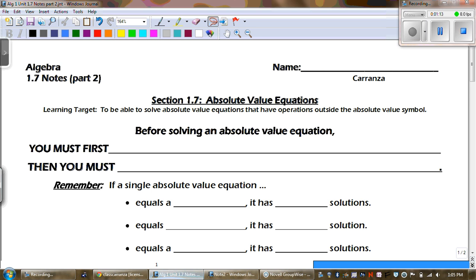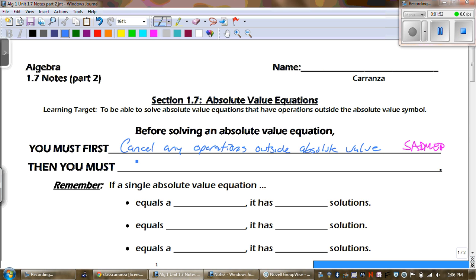Now, today we're going to have some problems that don't look as nice as they did yesterday. So the thing that you must remember, you must first cancel any operations outside the absolute value. You might be like, Mr. Grice, how do I do that? We've taught you how to do that. That's called SADMAP.